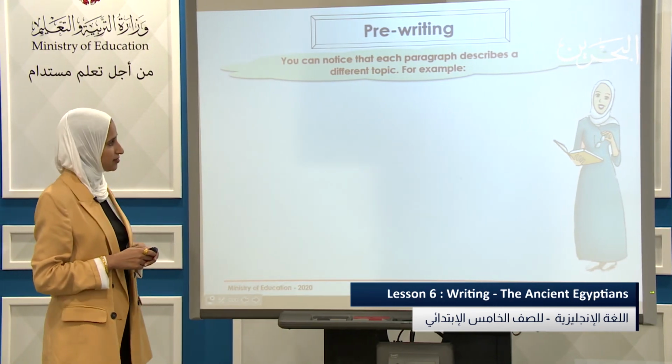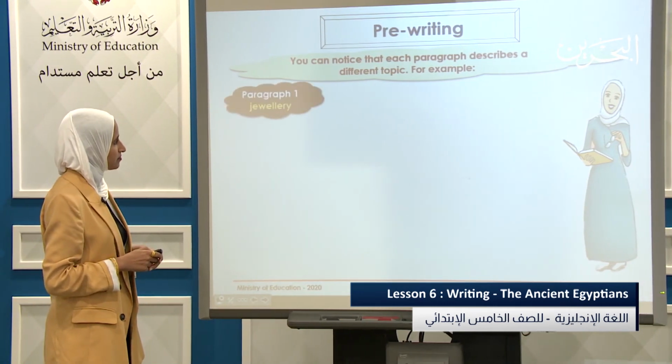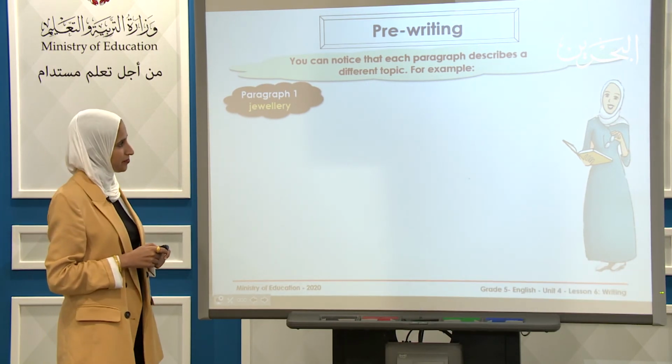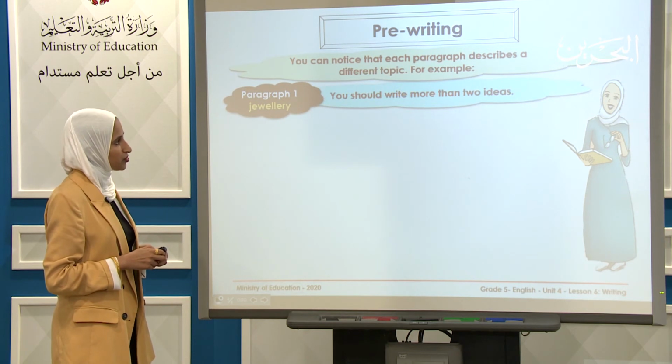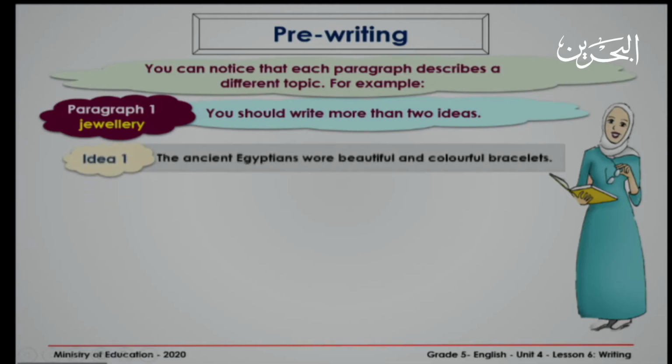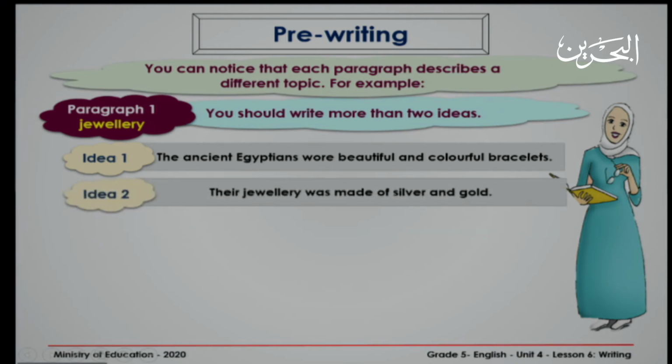For example, the first paragraph is about jewelry. You should write more than 2 ideas. Idea 1 can be, the ancient Egyptians wore beautiful and colorful bracelets. Idea 2 can be, their jewelry was made of silver and gold.